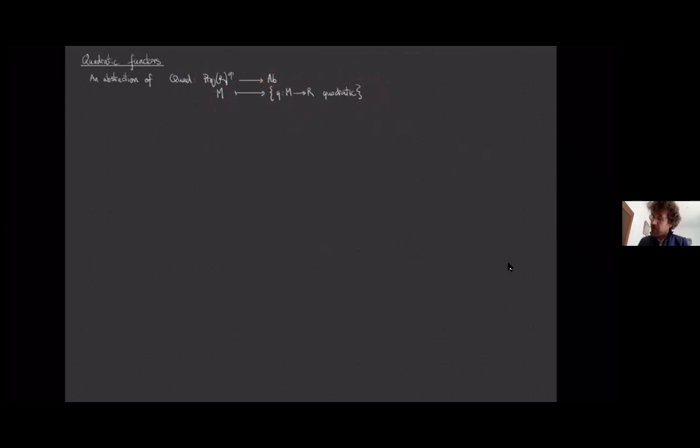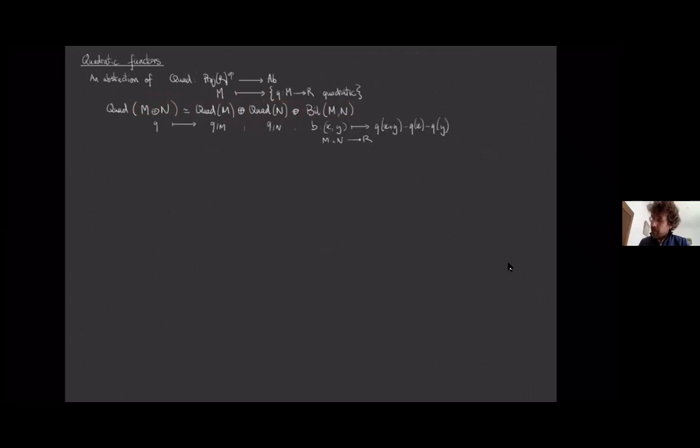And if you try to study what properties this functor has, the first thing you want to know is, is this functor linear? In the sense that if you take a direct sum, how are the quadratic forms on a direct sum related to quadratic forms on the summands? The answer is that it's easy to see that there's a piece that is the summands, but there's a remaining piece.